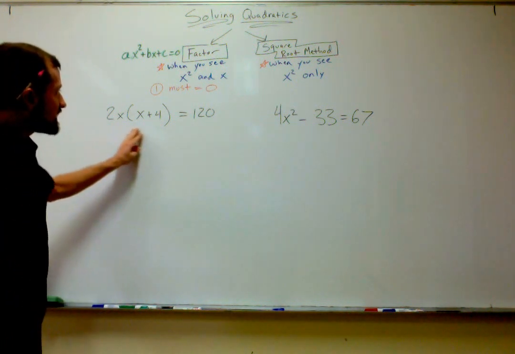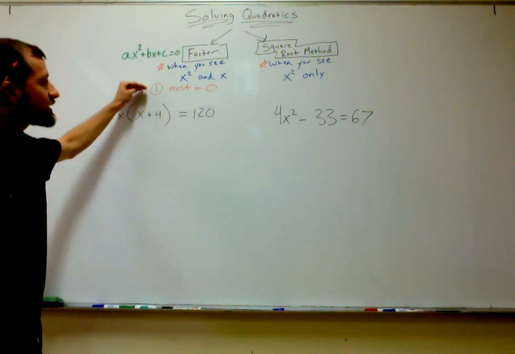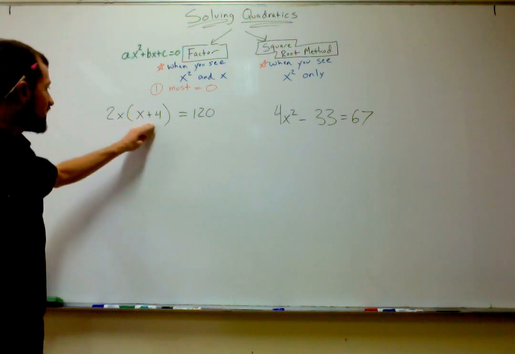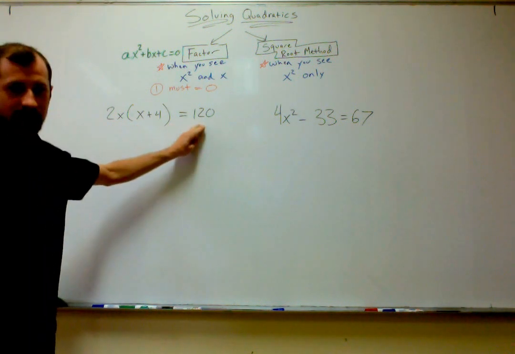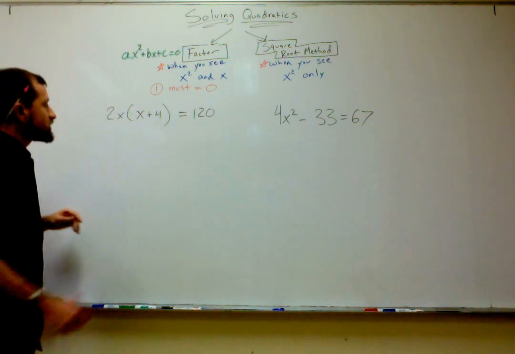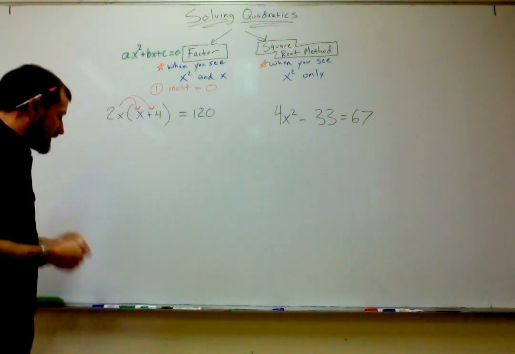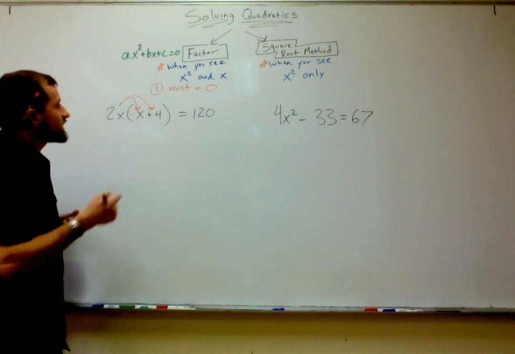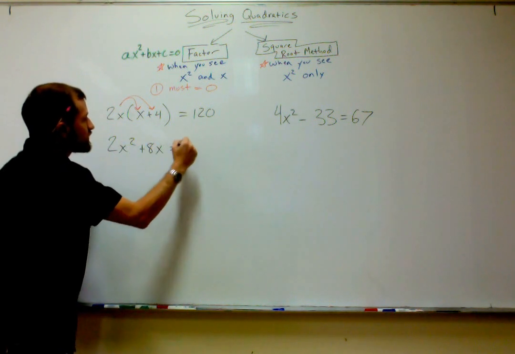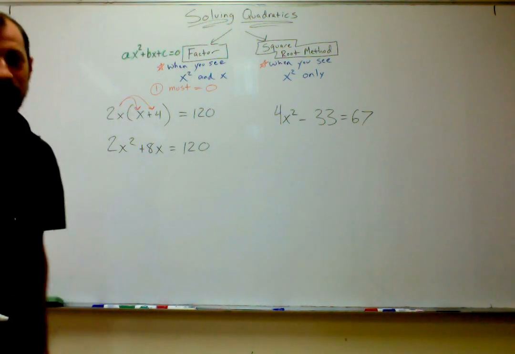You want to expand this because when you're factoring, you know the quadratic must equal 0. Here we see some sort of factoring going on. We see two things being multiplied, but it doesn't equal 0. So let's see what happens when we distribute this 2x. We get 2x squared plus 8x equals 120. And now you can see your x squared and your x term.